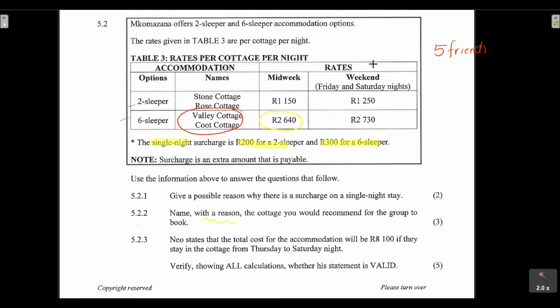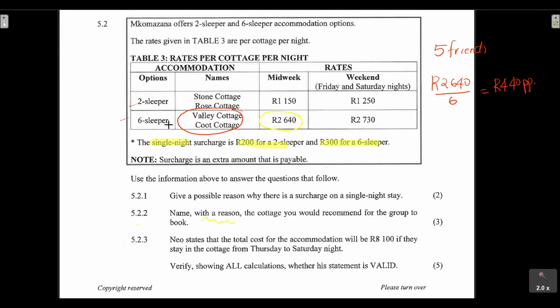Okay, so if you were to take that 2,640 and divide that by 6, do you see that each of these friends would be paying a price of 440 per person? Okay, as opposed to if they decided to take the 2-sleeper, right? If you were to divide that price by 2, you'd be paying 575 per person. So you can see already that the 6-sleeper is more affordable compared to the 2-sleeper.